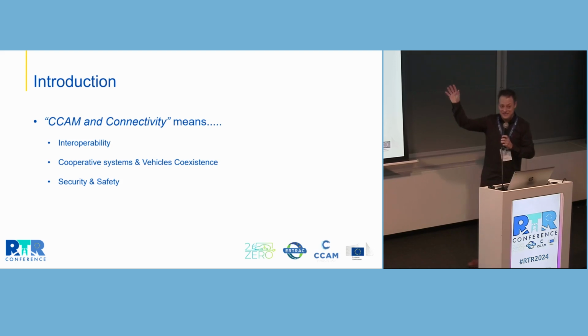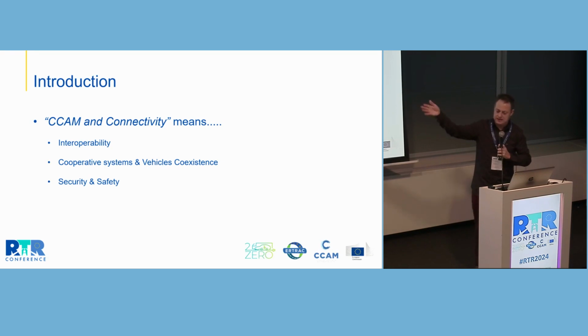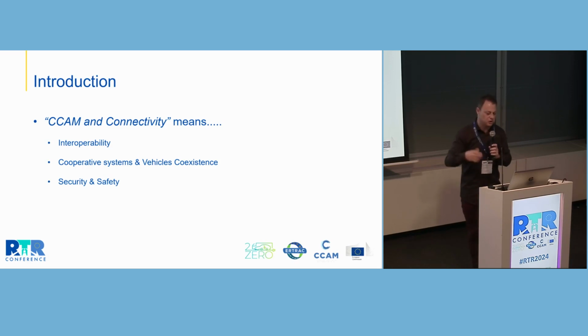And indeed, the three questions that you saw are topics and aspects that are going to be highlighted by our three panelists today. CCAM connectivity means, of course, several things, maybe not the only ones, but these are important. Interoperability: we are talking about several elements that have to interact and understand each other. The second aspect is cooperative systems and vehicles coexistence: in the same environment, we have different kinds of vehicles, for instance, non-automated, semi-automated, or automated vehicles, which have to coexist, interact with each other, and also cooperate in order to reach the common goal.